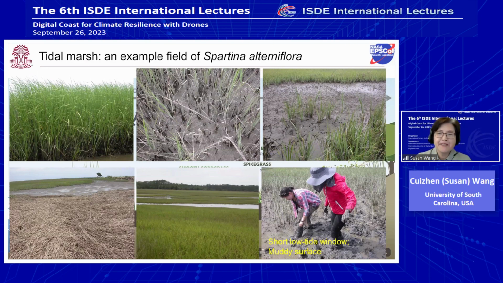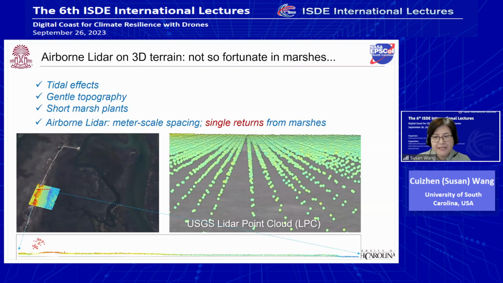When we talk about 3D terrain or bare surface or 3D vegetation, we basically start to think about LiDAR. And airborne LiDAR has been popular right now. For example, for every county in the United States, we have 3-meter scale LiDAR point cloud and high resolution DEM from there.